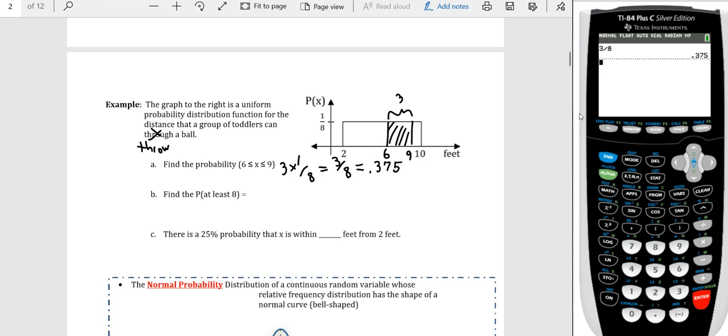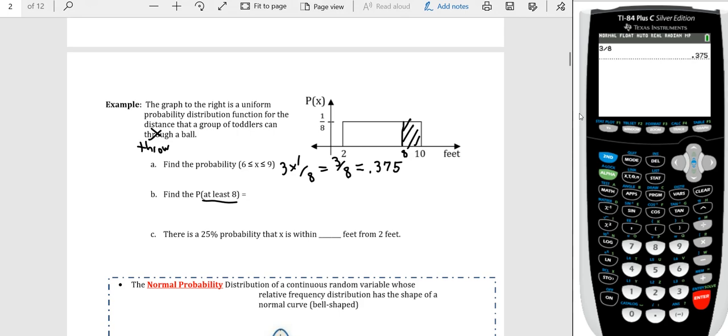Now, I'm going to do a similar process for the second part, which says find the probability of at least 8. Now, when I'm talking about at least 8, what that means is from 8, which is roughly here on the graph. And when I say at least, what that means is 8 or more. Think about it like if I were to invite at least 8 people to a party, that means I should expect to have enough commodities for 8 or more people.